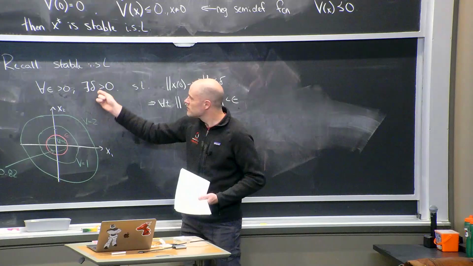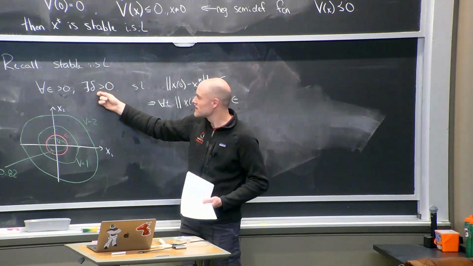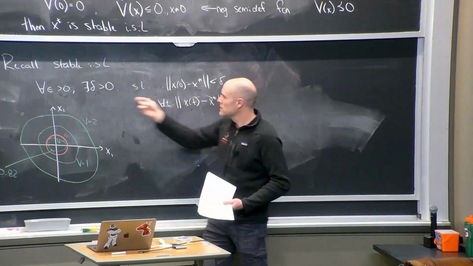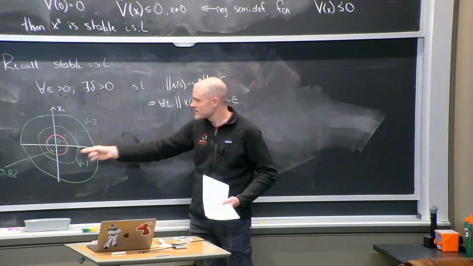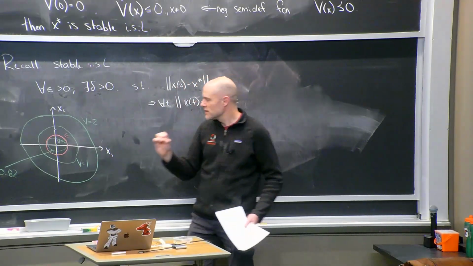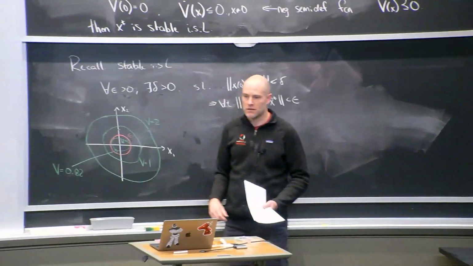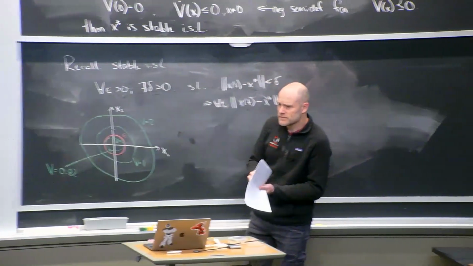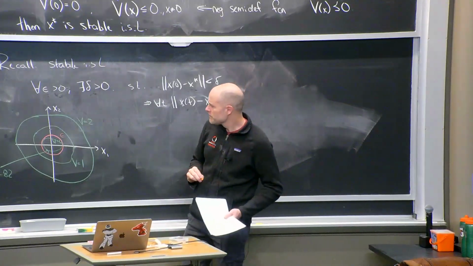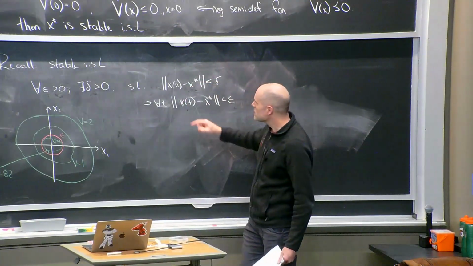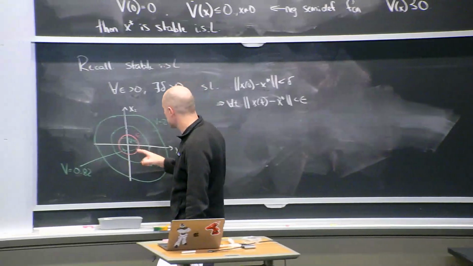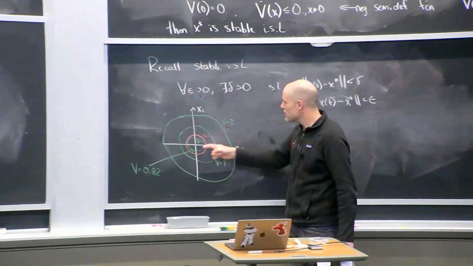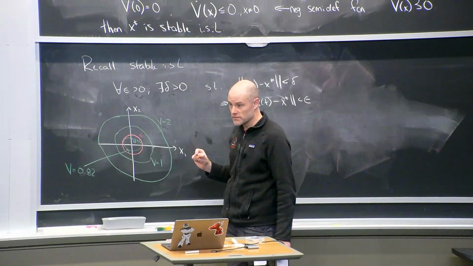So in order to play this game of stability ISL, I just need to pick another ball, a delta ball, of initial conditions that somehow makes sure the entire ball has v less than 0.82. Yes? Can the outer ball also be non-circular and like oval shape? Right. So just the inner ball.